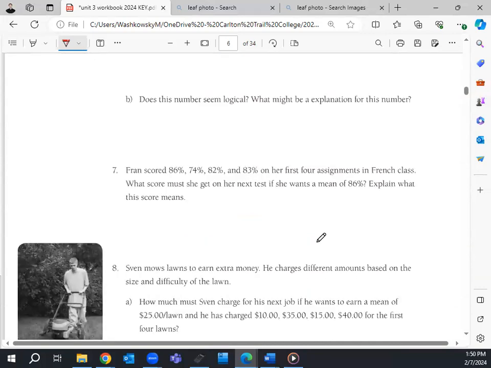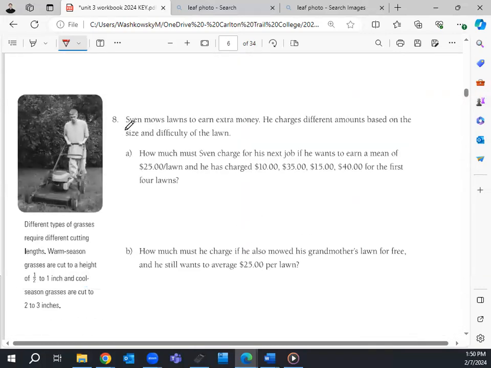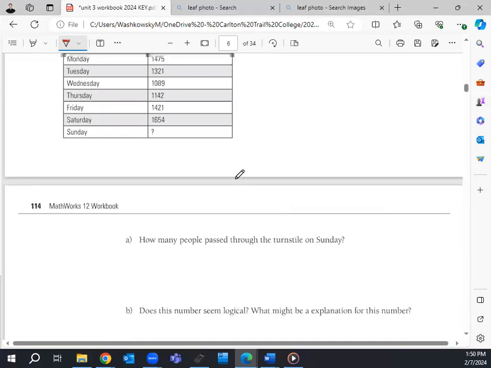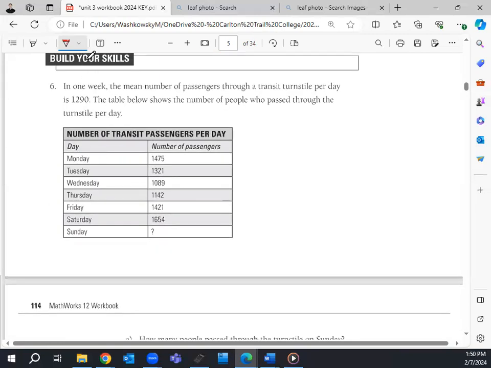So I'm going to let you guys try out these next couple of questions here up until question 8. So I'll give you a couple of minutes here. Try question 6, 7, and 8. Ask for help with it. I won't be going through all of them. I'll probably pick 1 or 2 to go through afterwards.